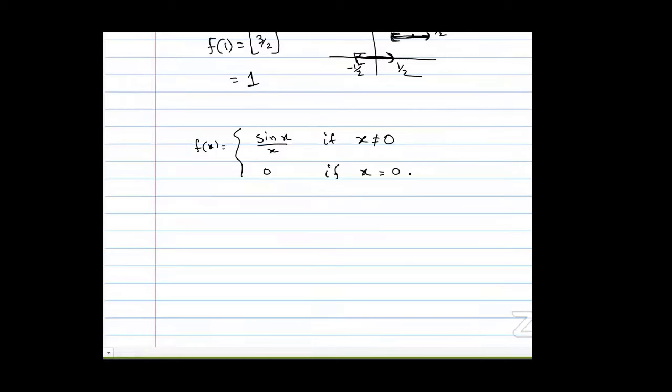No, sir. The limit at 0 is 1. For all others, it's 1. For 0, it's 0. The left limit and right limit is 1, but at 0, it is 0.